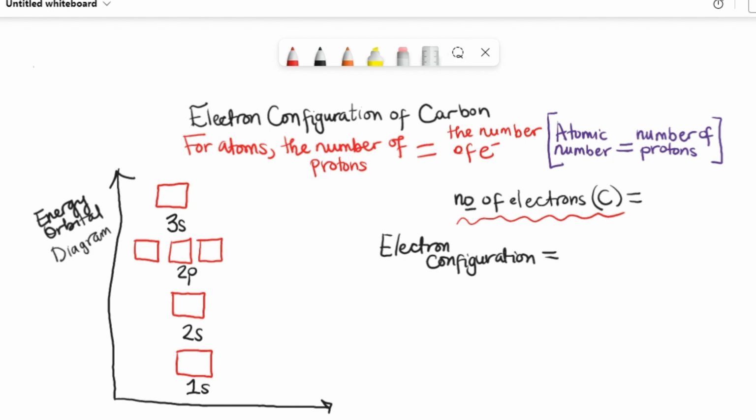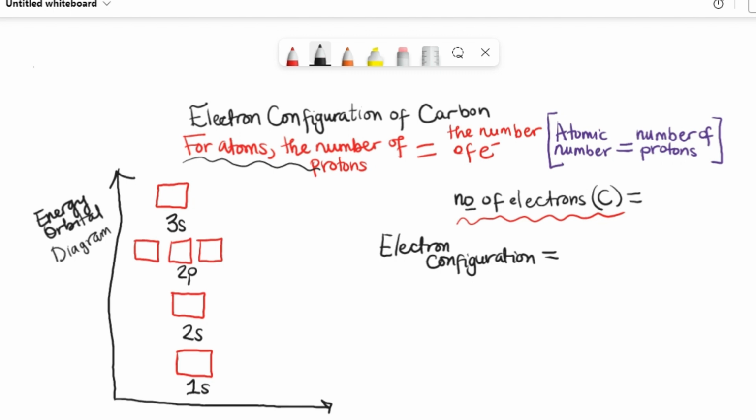Now, before we go on to do that, we have to remember that for atoms, the number of protons of an atom is equal to the number of electrons. What this is saying is that if there are 100 protons in a particular atom, then there has to be 100 electrons in that particular atom. So the number is exactly the same.